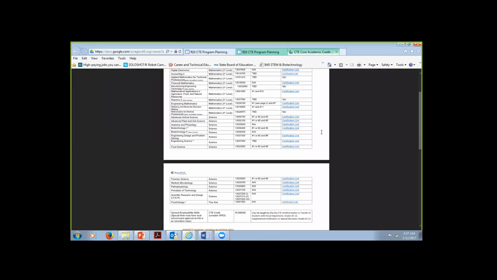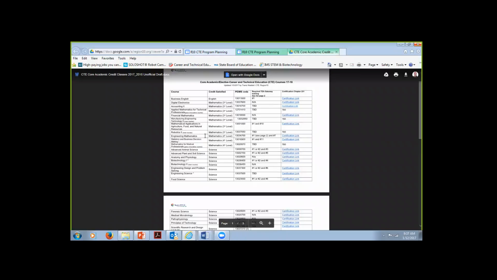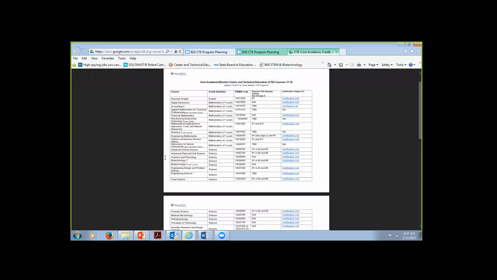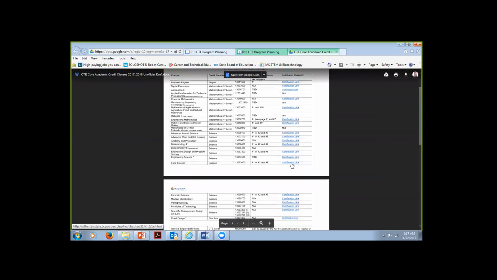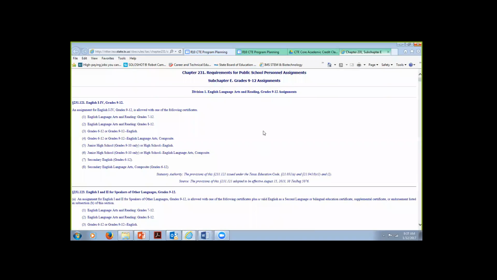So when we get down into here, another thing to consider too is a basic example. I remember I was talking with someone recently. They had an environmental science class on their campus, and I said, well, do you have to have environmental science, or could you host a food science class? And they're like, well, who could teach it? So we clicked on the certification link.